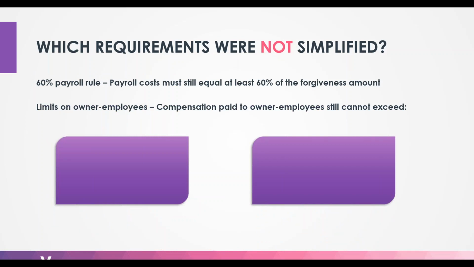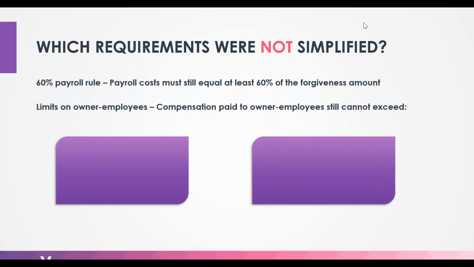First one is the 60% rule. Your payroll costs must still equal at least 60% of your forgiveness amount. Now that is not new. That was a requirement on the long form and on the easy form, that whatever amount you're asking forgiveness for, at least 60% of it has to be payroll.